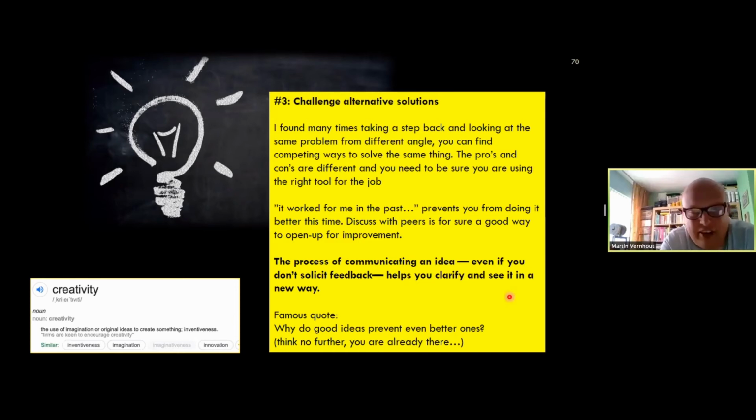Effectively, as a teacher, I can always tell you that the process of communicating an idea, even if you don't solicit feedback, will help you clarify and see it in a new way. And a famous quote I always use is, why do good ideas prevent even better ones? Because you get stuck on the good idea that's prohibiting you from making the leap to a better one.